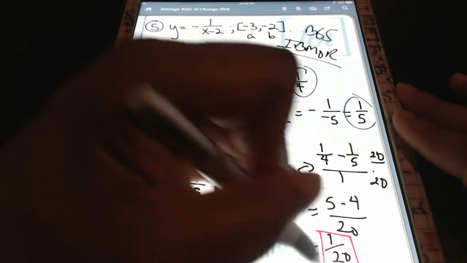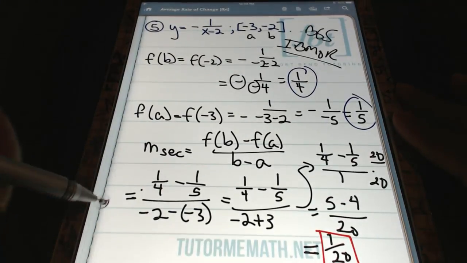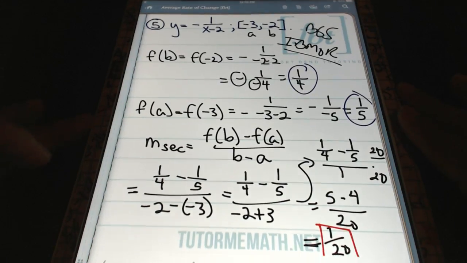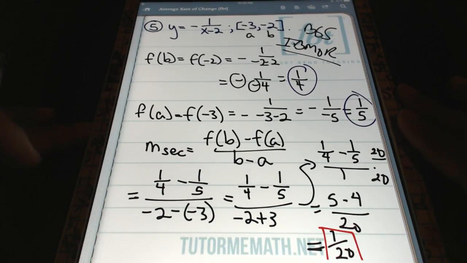That's just one way that you could go about simplifying that problem to get our average rate of change for problem number 5, which is 1/20. So that's what we got.